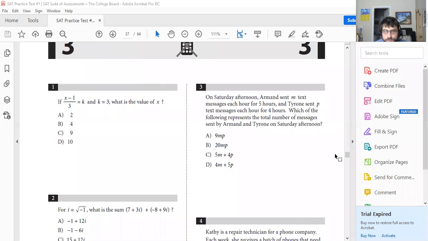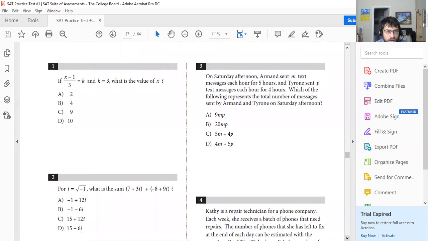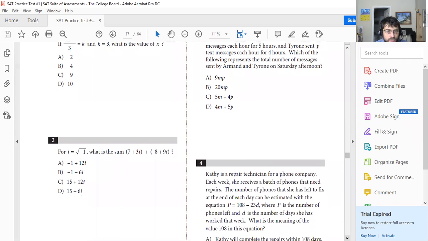Next problem. We have i equals square root of negative 1. What is the sum of 7 plus 3i plus negative 8 plus 9i? So we're going to be adding like terms. 7 plus a negative 8 will be a negative 1. 7 minus 8 is negative 1. And 3i plus 9i, 3 plus 9 equals 12, so that will be 12i. And that will be A.